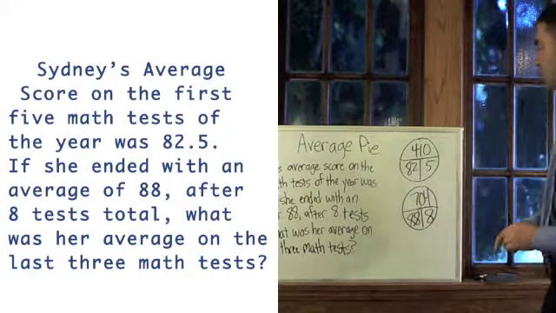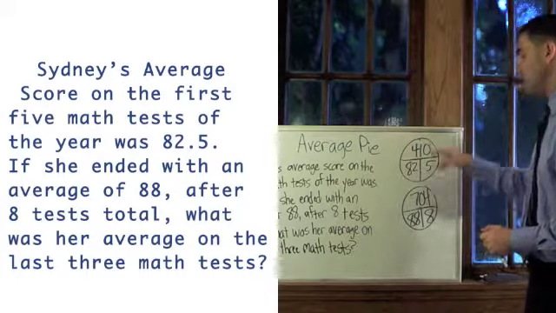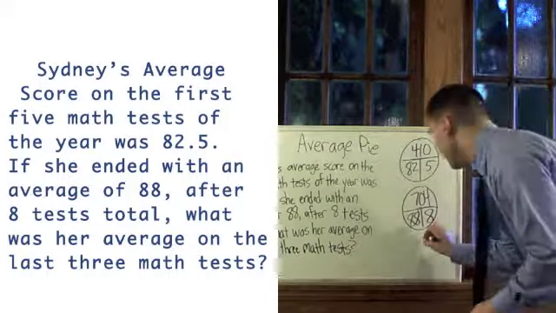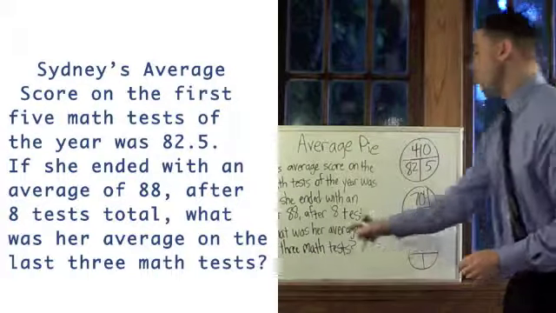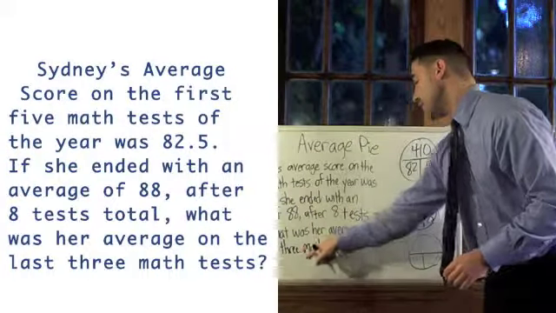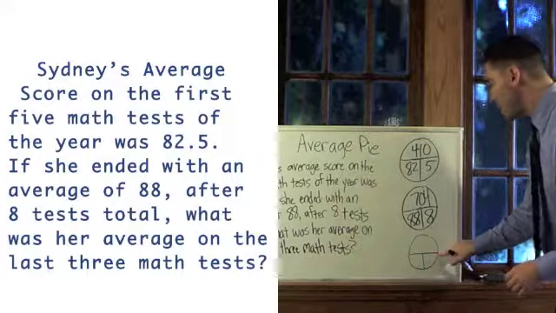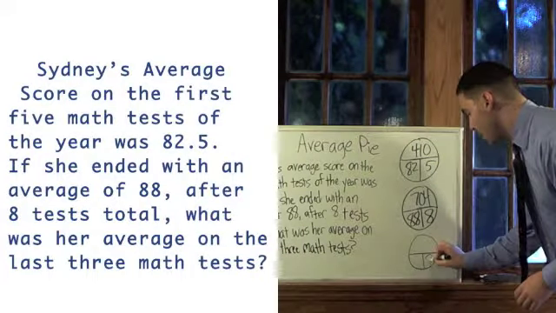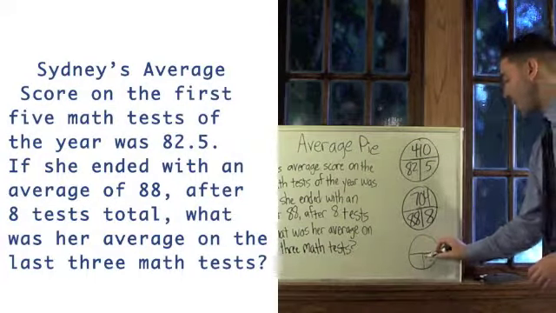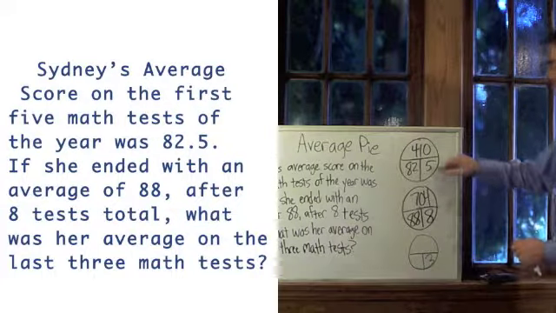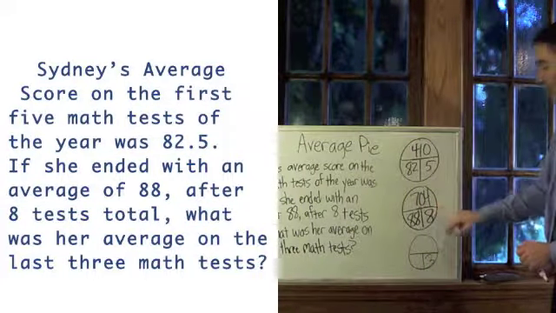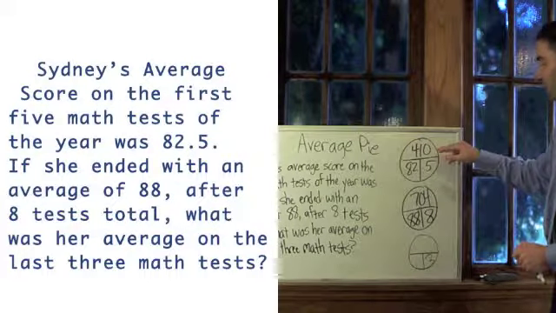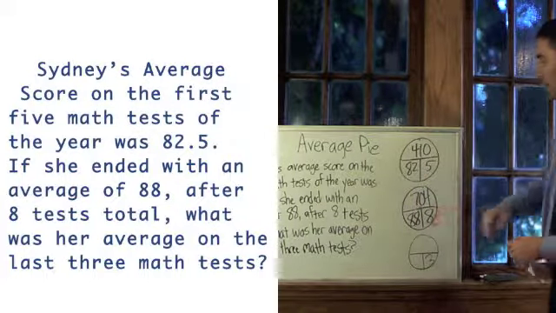And here, what we're going to want to do is subtract the sum. And here's the reason why. Because on this last average pie, we're trying to figure out what her average was on the last 3 math tests. Well, we already know that it's asking for 3, and we already have this filled in. That's because she started off the year taking 5 tests, then she took 3 more and ended with 8. So we're just trying to figure out how she got from an 82 average to an 88 average.